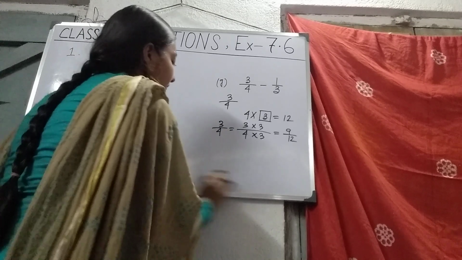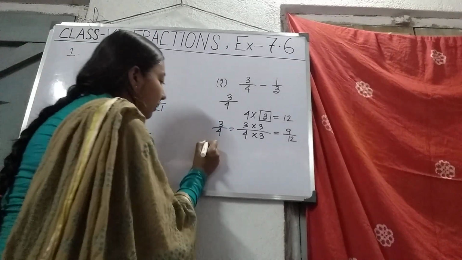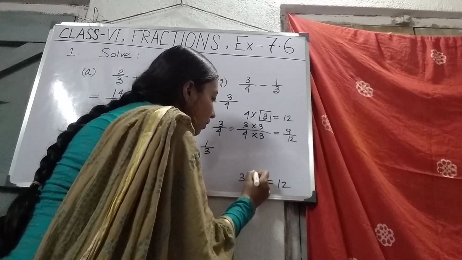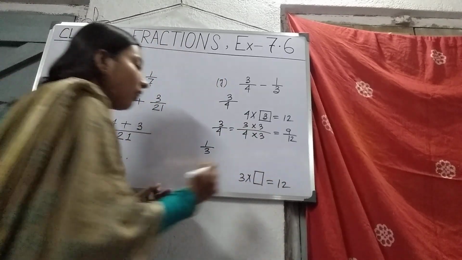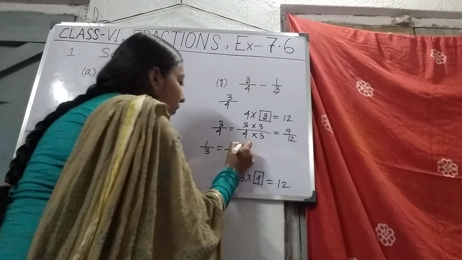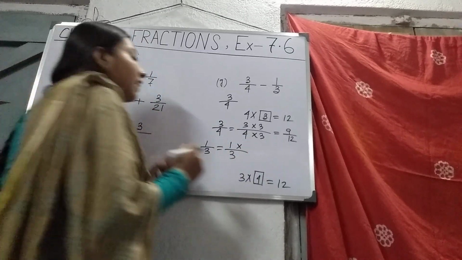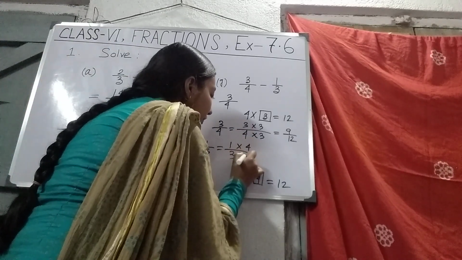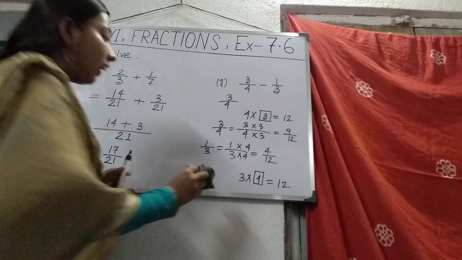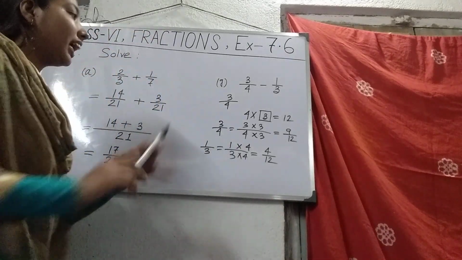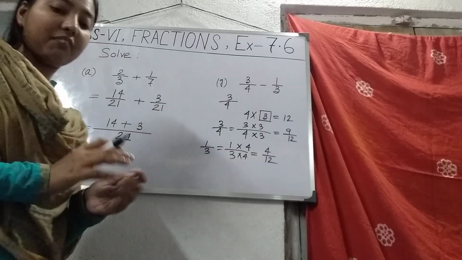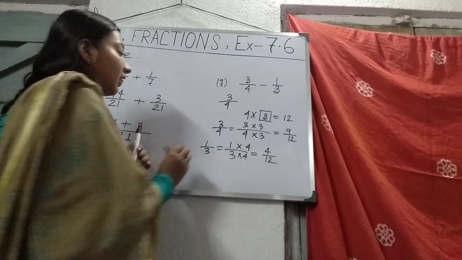Now for the second fraction. In second fraction the denominator is 3 and we have to make it 12. So which number should we have to take so as to get 12? 4. 3 4 is 12. So in 1 upon 3 we have to multiply both numerator and denominator by 4. So 4 1s are 4. 4 3s are 12. 4 upon 12. Okay. Now in place of 3 upon 4 we can write 9 upon 12. And in place of 1 upon 3 we can write 4 upon 12. As they are equivalent fractions. Okay.